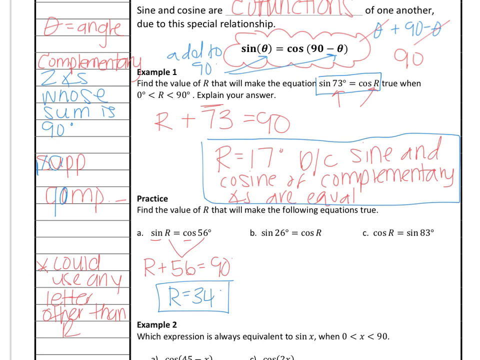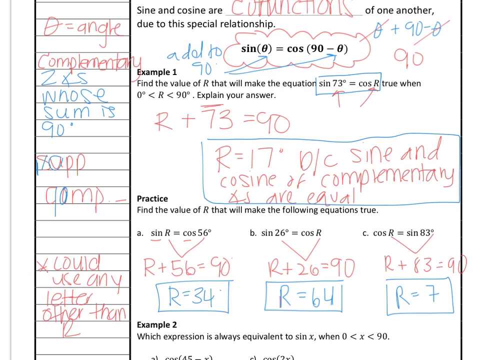All right, go ahead, pause the video, try parts B and C of this practice section, and then hit play when you're ready to see the answers and move on to example 2. Okay, so for part B of practice, you should have r equals 64, and C, you should have r equals 7. Again, just taking those values and summing them to 90.